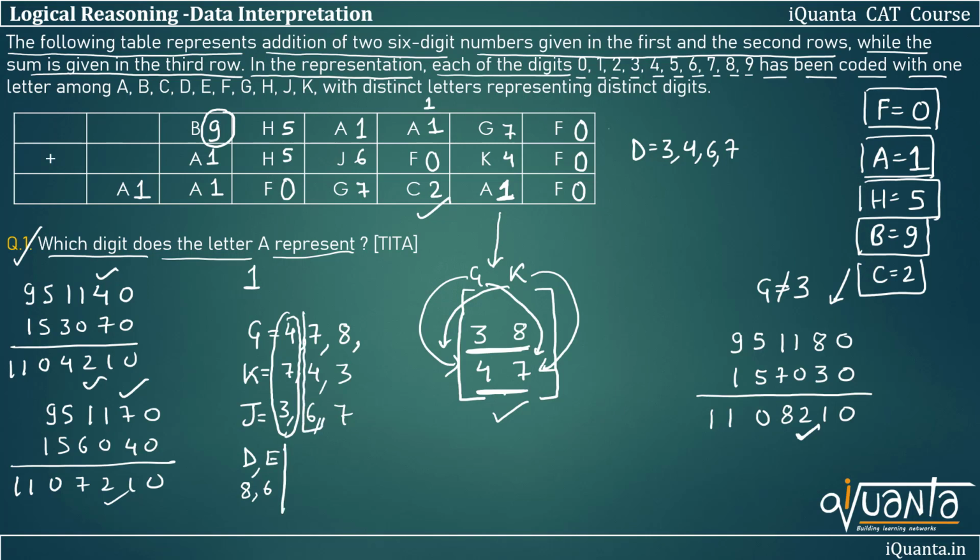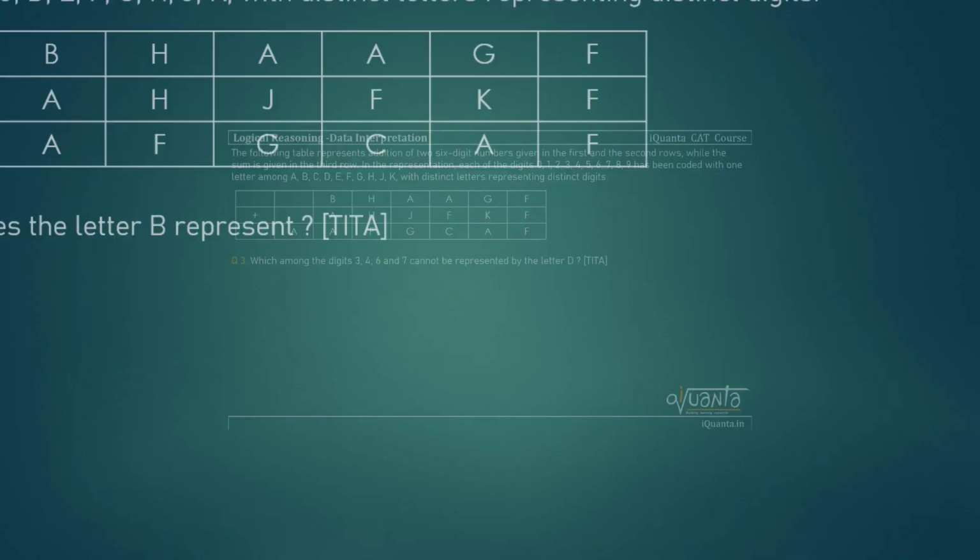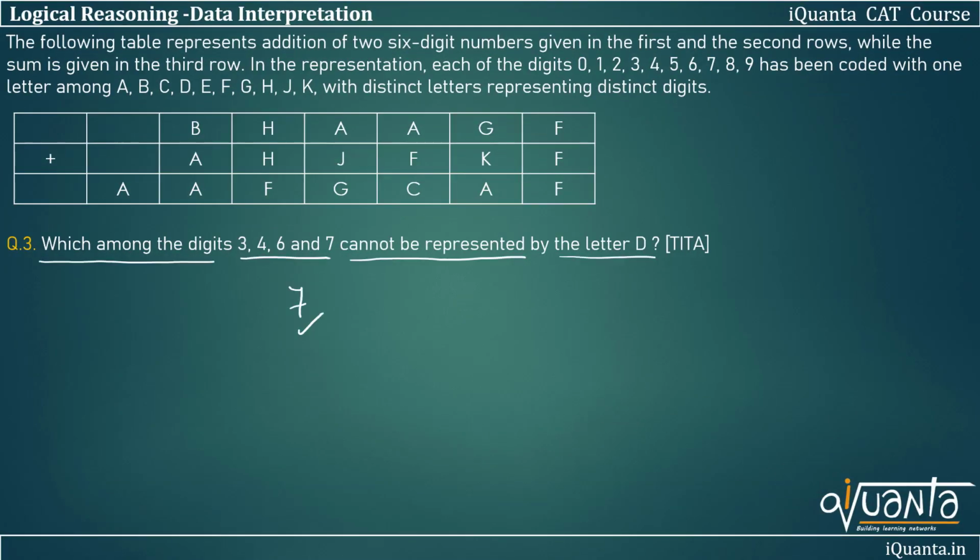If we talk about the second case, 7, 4, 6, D and E can take values 3 and 8. Then in the last case, 8, 3, 7, D and E can take values 4 or 6. There are no other cases, and in all the cases we can see that D can never take value 7. You can check in all the cases. It can take value 3, 4, 6 in these cases, but not 7. So that means D cannot take value 7. So 7 will be the correct answer to this question.